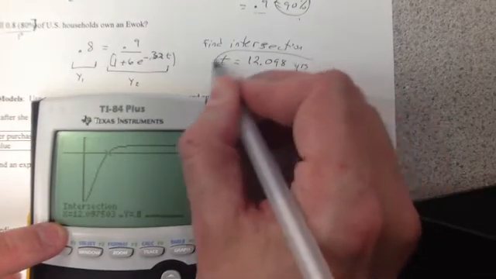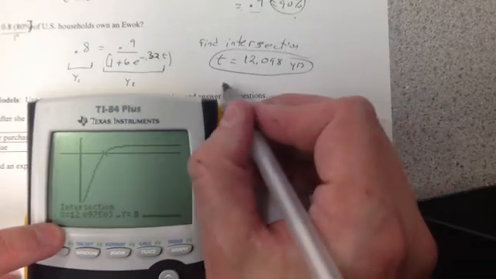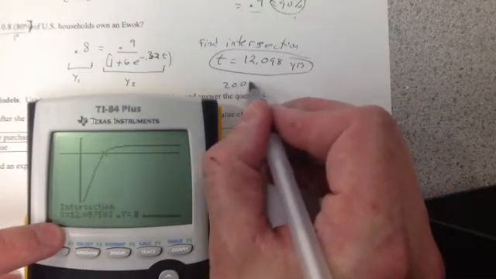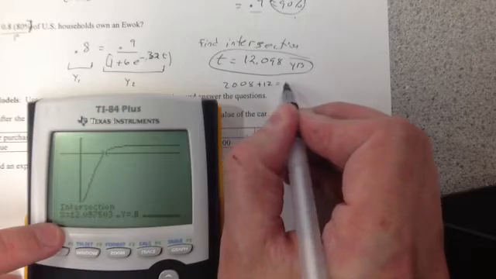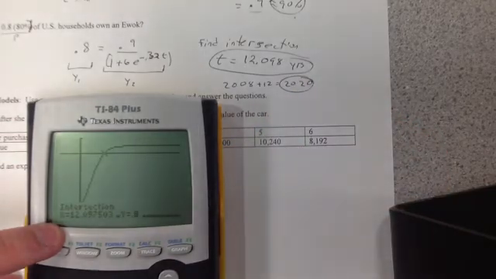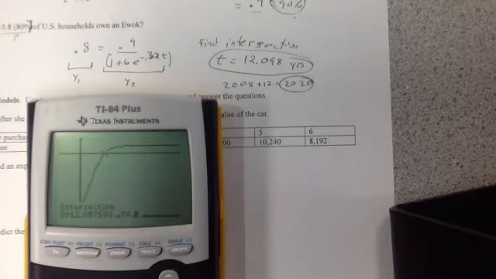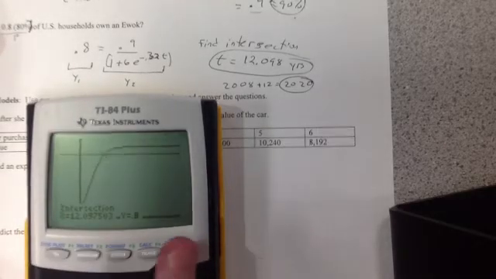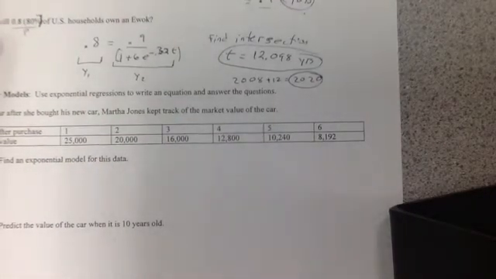Years. So now, what year will that be? Well, we started in 2008, add the 12, and we get 2020. So in the year 2020, roughly 80% of the U.S. will own an Ewok.